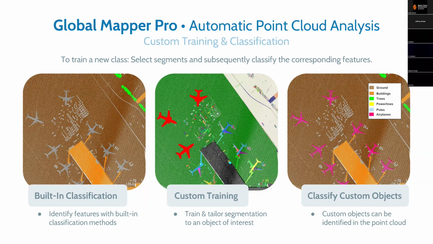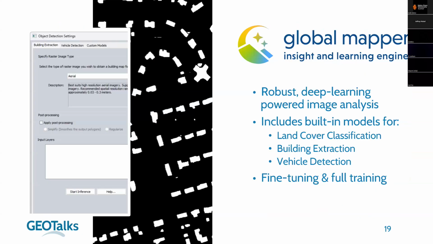Now let's switch gears a little bit and move over to looking at the deep learning side of things. So our deep learning image analysis tools are a component of what we're calling the Insight and Learning Engine. And that is just our new tool set where we're going to put some of these more advanced deep learning powered tools. Right now, it's initially just image analysis. That includes land cover classification, building extraction, and vehicle detection. But we're working on expanding that not only beyond those types of objects, but also to different data types.